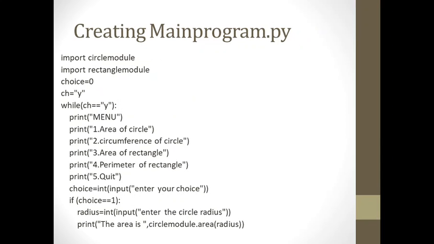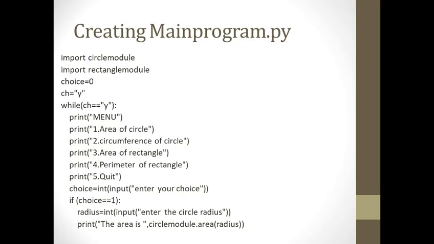The main program is main_program.py, and in this main program we will call these two modules, circle module and rectangle module. This is a menu driven program in which we have created a menu. First, the menu will be printed: area of circle, circumference of circle, area of rectangle, and perimeter of rectangle, and the fifth choice is quit. The user will opt for any one option from this, and the user will input the choice.